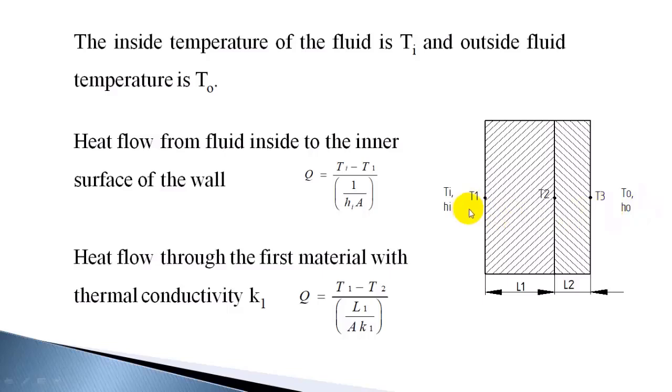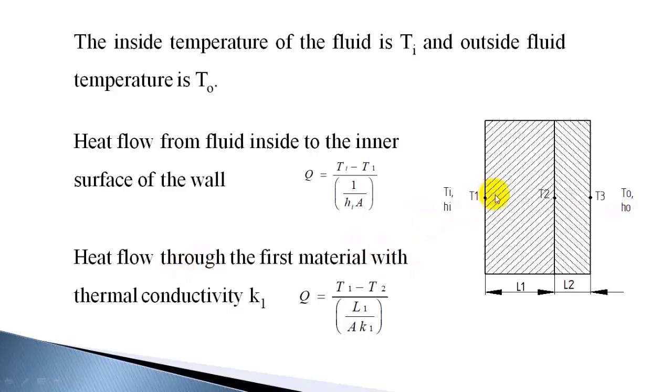In the steady state condition, when all the temperatures are constant, all these heat transfers will be constant. Initially, when it is exposed to some fluid temperature, it might be in an unsteady state, and after a certain period of time, it will attain steady state. In the steady state condition, the heat transfer through all these layers and through the fluid will be constant.